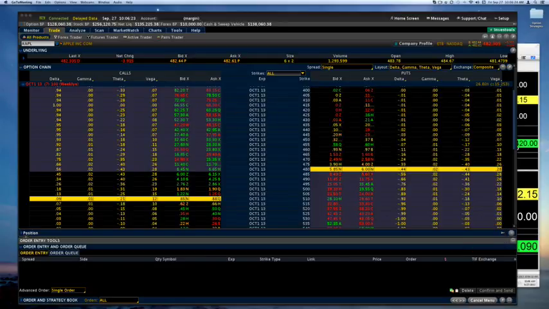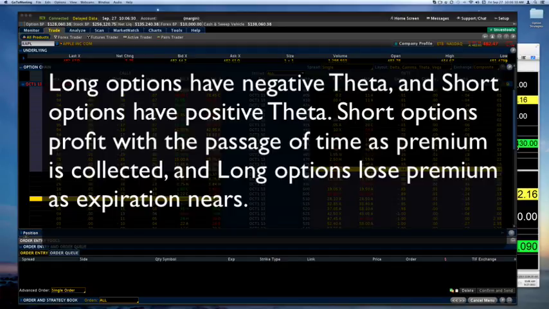So as a general rule, this is not a general rule, this is an actual rule. Long options have a negative theta. All right. They're decreasing or they're increasing. And short options have a positive theta. What I meant by that is, when you write an option, you're the writer of an option, it has a positive theta. You're actually collecting premiums. That's why it has a positive theta. If you're long an option, then the time value is continually moving away from you. So it's negative. Theta is constantly eating away at the premium of your option.